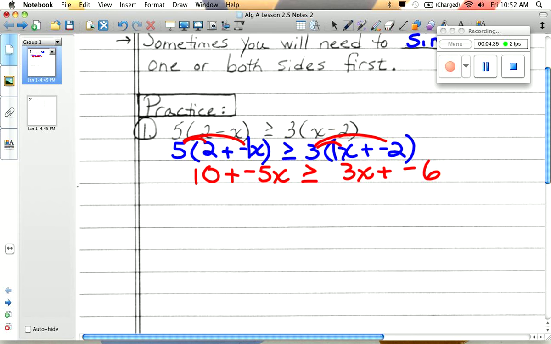And so what's your reasoning, Isaac, for why you want to subtract 3x from both sides? Because then the x is not going to be on the right side. It's going to be on the left. Yeah, that's a good reason. The x is going to be on the left side if we move the 3x. Okay, what's your reason, Trey, for wanting to move the negative 5x instead? None of the variables will be negative. Then you wouldn't have to deal with any negatives.